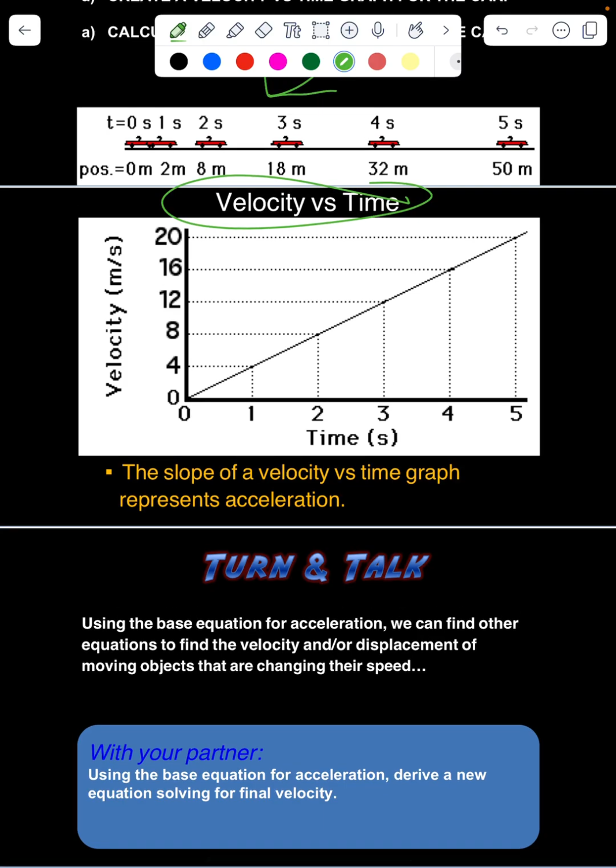All right, now I want you to do this one on your own. Using the base equation for acceleration, so that's acceleration is equal to our change in velocity over our change in time, I want to figure out how to find the final velocity. I want to get v final by itself. So I want you to take this equation, rearrange it, and get v final by itself, and then come show me that tomorrow.